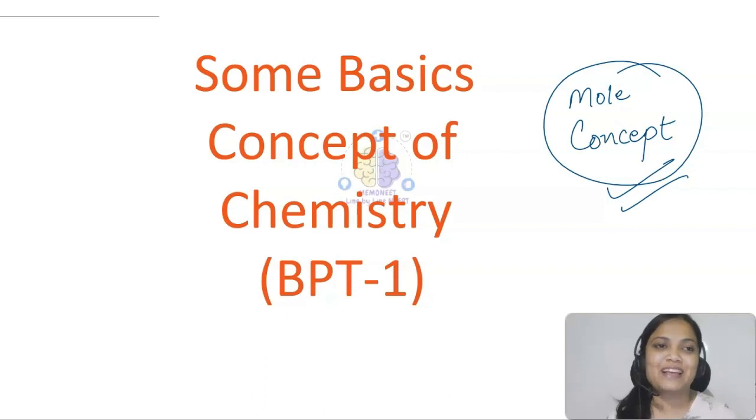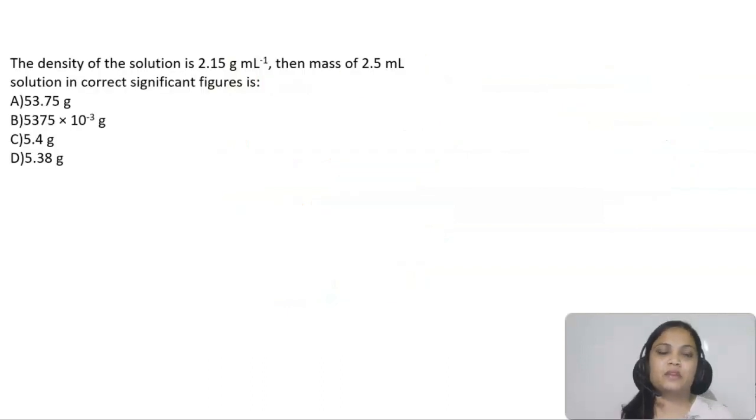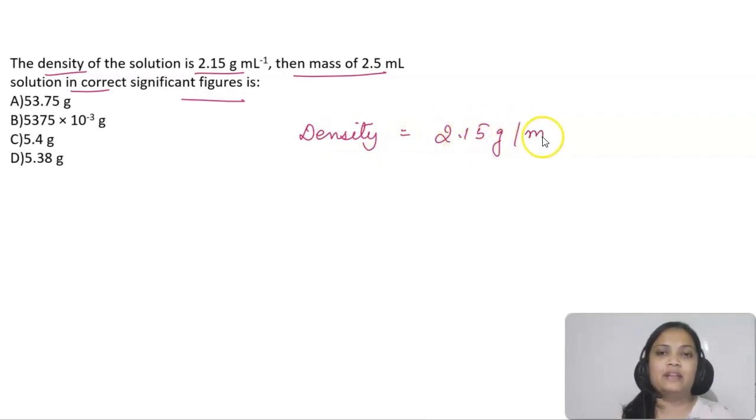Alright, so let's have a look here, students. This was your question. The density of the solution is 2.5 gram per milliliter. Then the mass of 2.5 ml solution in correct significant figures is. So I told you that the density of the solution is given, that is 2.15 gram per ml, and the volume is given, which is 2.5 milliliter. We need to find out the mass, that too in correct significant figures.